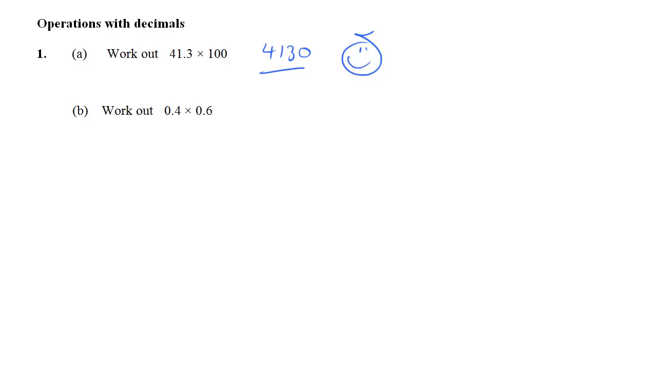Next, 0.4 times 0.6. The simplest thing to do here is to consider 4 times 6. So just ignore the decimal places. Obviously that is 24. Now we just look back at the original sum and see that it has two digits after the decimal points, and we want the same total number of digits after the decimal point in our answer. So we don't want 2.4 or 24, we need 0.24.